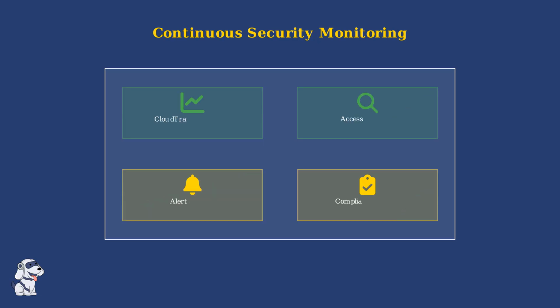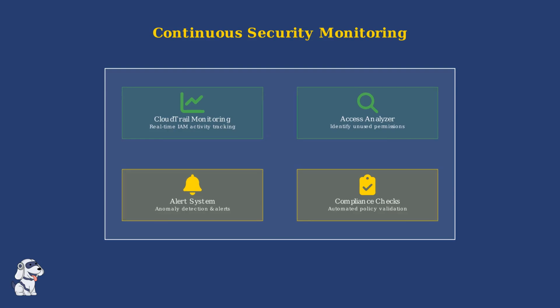Continuous monitoring and proactive security measures are essential for maintaining robust cloud security. Organizations must implement comprehensive monitoring solutions and establish incident response procedures. A comprehensive monitoring strategy includes CloudTrail monitoring for real-time IAM activity tracking, Access Analyzer to identify unused permissions, automated alert systems for anomaly detection, and compliance checks for automated policy validation.